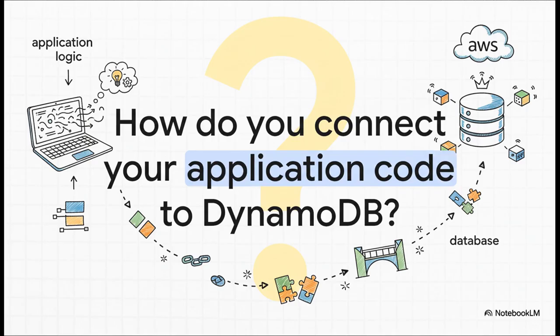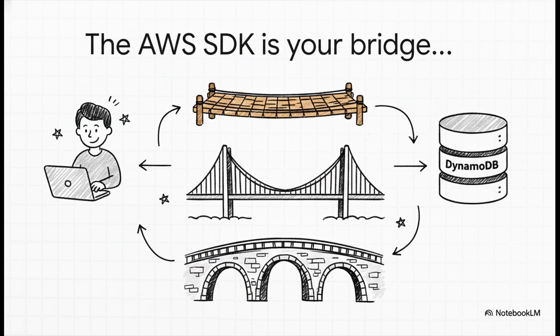On one hand, you've got your beautifully crafted application logic. On the other, you have this absolute powerhouse of a database. It's not just about slinging data back and forth. It's about getting them to speak the same language, and to do it efficiently and without pulling your hair out. Well, the answer is the AWS SDK, the Software Development Kit. Think of it as your bridge to the cloud.